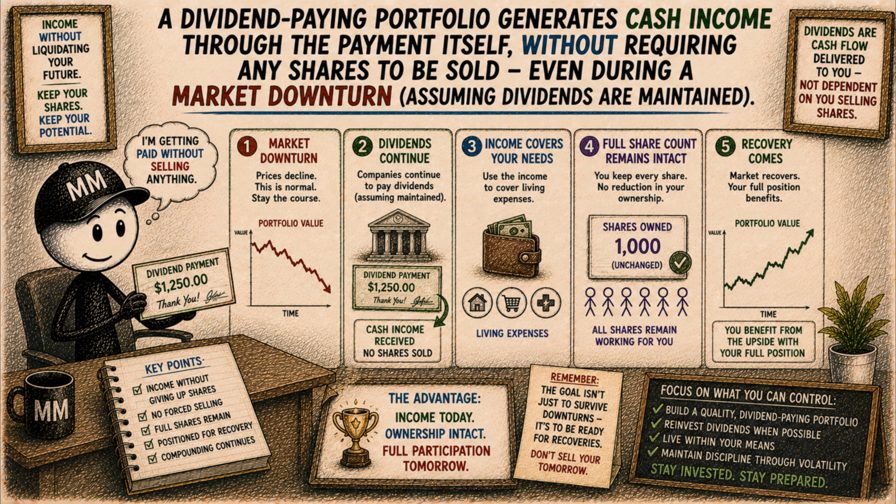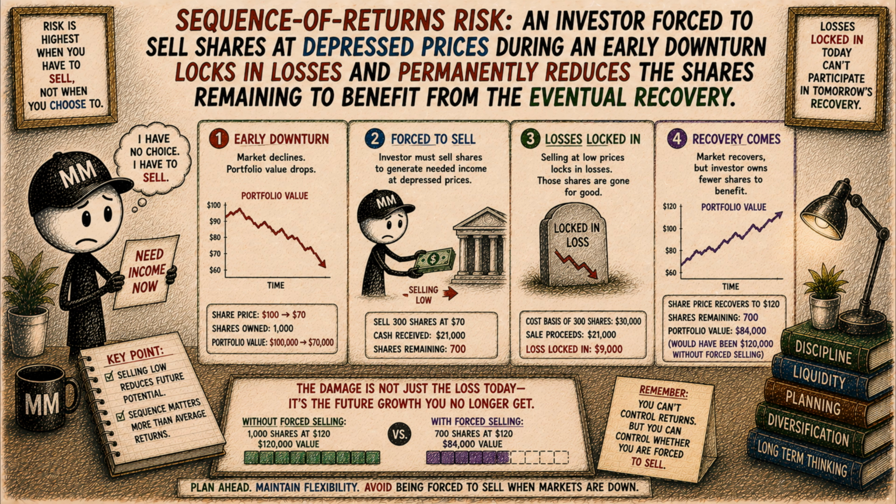An investor relying purely on a non-dividend-paying growth portfolio for income must periodically sell shares to generate cash, regardless of what the market is doing at that specific moment. This creates a specific, well-documented risk in retirement planning called sequence of returns risk. If a significant market downturn occurs early in a withdrawal period, an investor forced to sell shares at depressed prices to generate needed income locks in losses, and permanently reduces the number of shares remaining to benefit from the eventual market recovery, a risk that compounds over the remaining years of the withdrawal period.